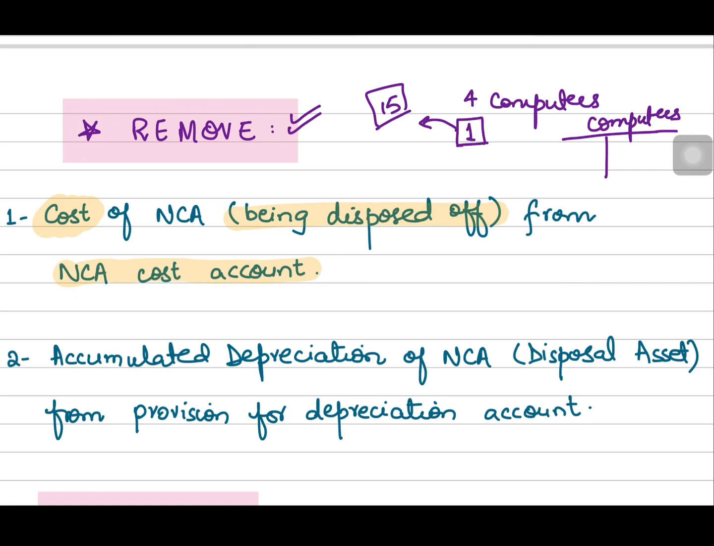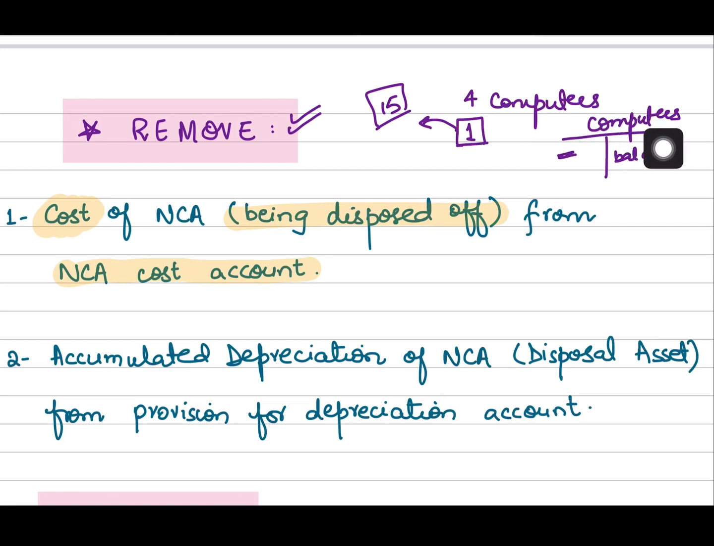If you are purchasing a new asset, you remember we used to debit that entry, and then at the end of the year we used to balance the account by bringing down the balance carried down figure. So this computer which was purchased 15 years ago, its cost is being carried down from so many years in the cost T account. So now you have to remove the cost of this non-current asset which is being disposed of from the non-current asset cost account.